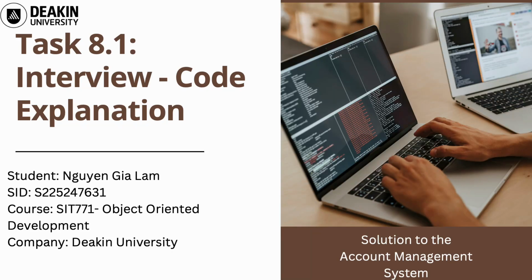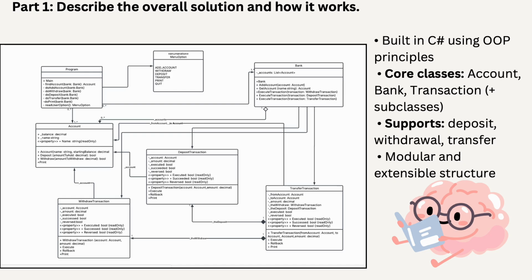In this presentation, I will focus on the solution in account management system built using object-oriented principle in C#. So to begin, let me explain the overall solution and how it works. What you are seeing on this slide is the UML class diagram of my account management system. At the center of the design is the account class. This stores each username and balance and exposes methods like deposit and withdraw to manage those values safely.